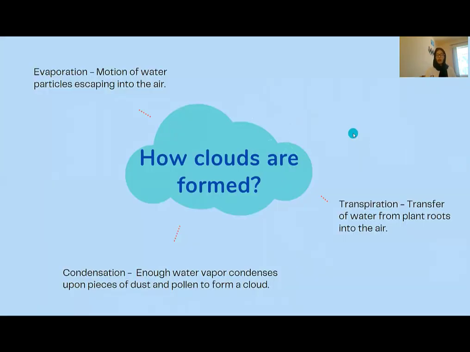Now we know how clouds are formed. We have evaporation, the motion of water particles escaping into the thin air. We have another step, transpiration, the transfer of water from plant roots into the thin air. And then we have condensation, where enough water vapor is condensing upon pieces of dust and pollen to turn into a cloud form. Let's get started with the experiment.